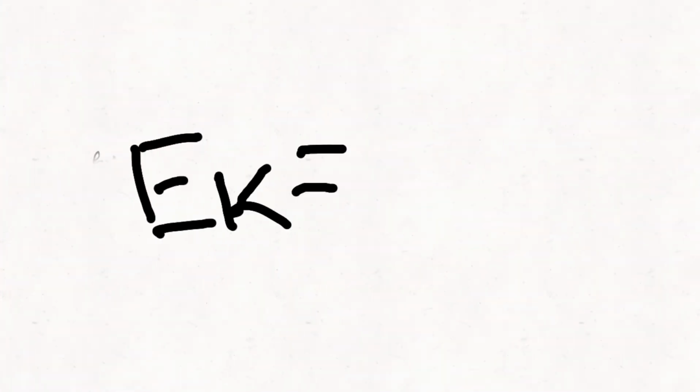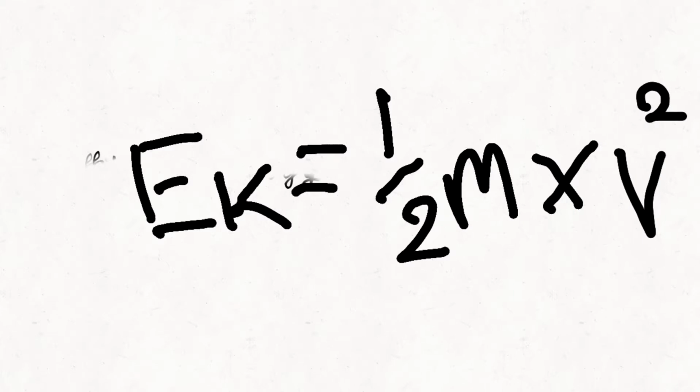The equation for kinetic energy is Ek equals half mass times velocity squared. Ek is kinetic energy, which is measured in joules. Half m is mass, which is measured in kilograms. And v squared is velocity squared, measured in meters per second.